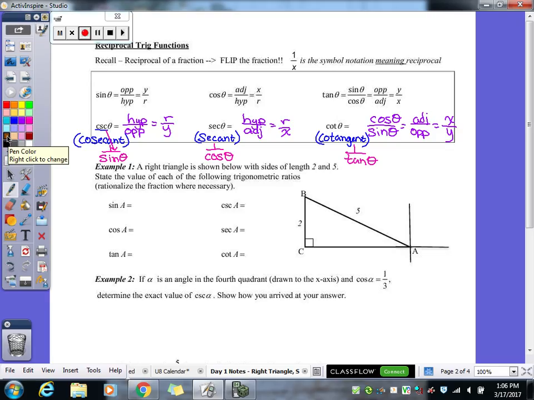But if you take a look at your calculator, do we have cosecant, secant, and cotangent on there? No. So generally, if you're going to use your calculator, you have to turn them back into sine, cosine, or tangent, and then you can do whatever it is you need to do with it.